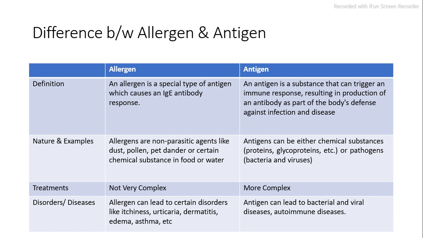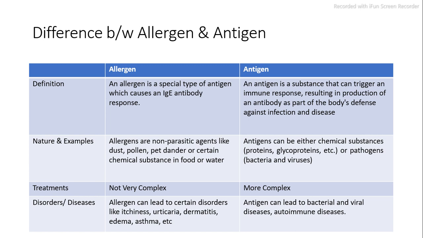Difference between allergen and antigen. Definition: an allergen is a special type of antigen which causes an IgE antibody response. An antigen is a substance that can trigger an immune response, resulting in production of an antibody as part of the body's defense against infection and disease.